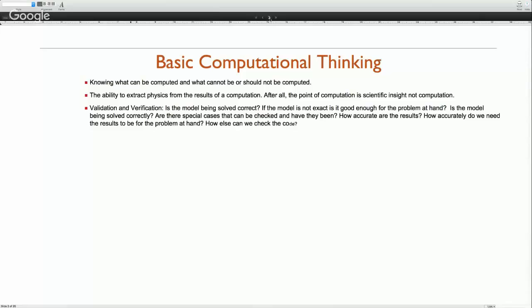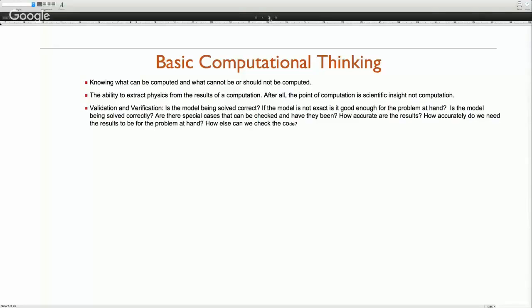one of the things that I think is really important to teach students is what I've called here basic computational thinking. Now, is the screen large enough for people to read? Yeah, it's readable. Okay, because I can turn it up a little if necessary.